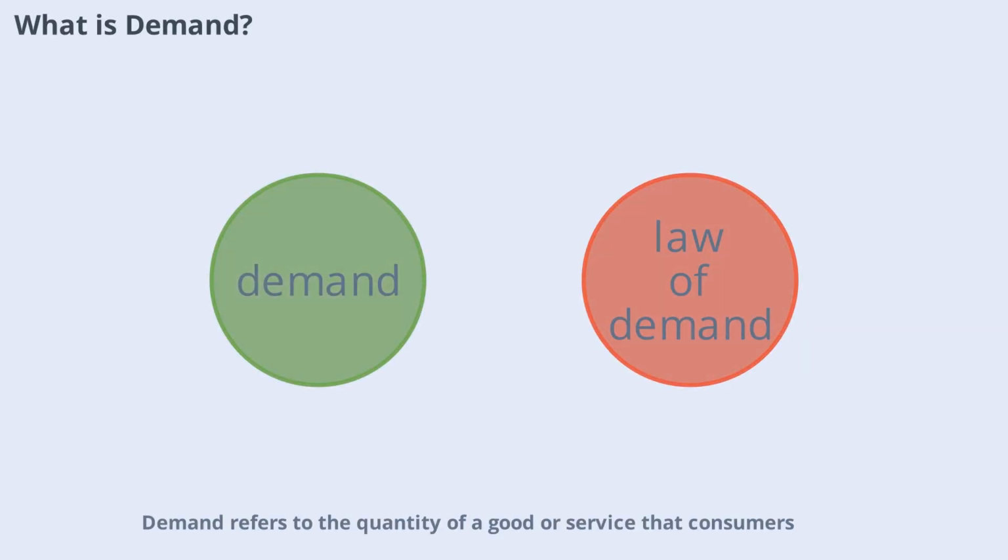Demand refers to the quantity of a good or service that consumers are willing and able to purchase at various prices over a certain period. It's not just about wanting something, it's about having the means to buy it. Demand is influenced by factors like income, tastes, and the prices of related goods. The law of demand states that all else equal, as the price of a good falls, the quantity demanded rises, and vice versa. This inverse relationship is a cornerstone of economics.